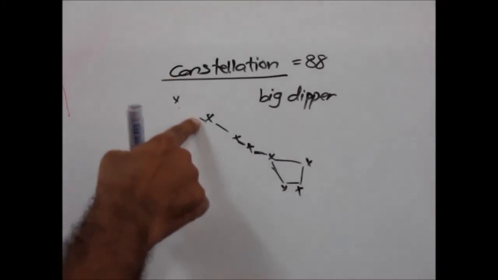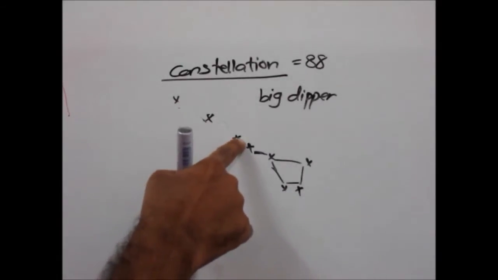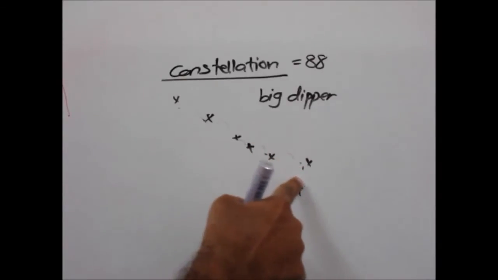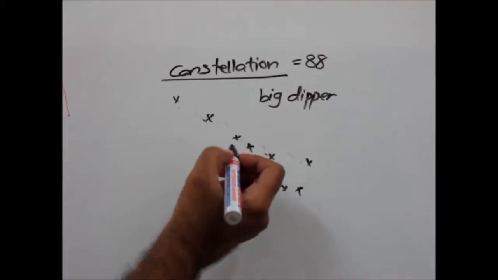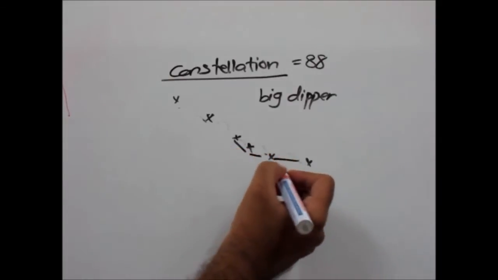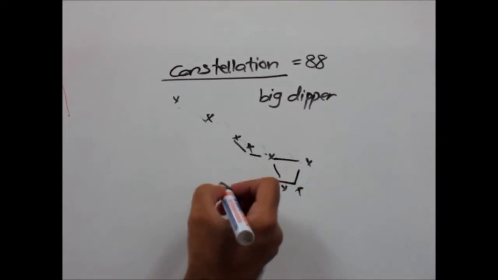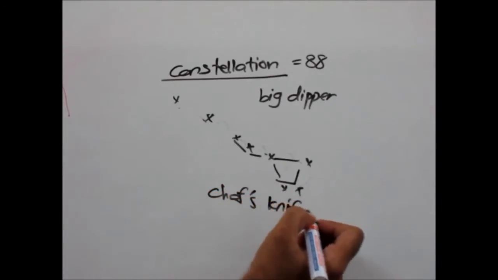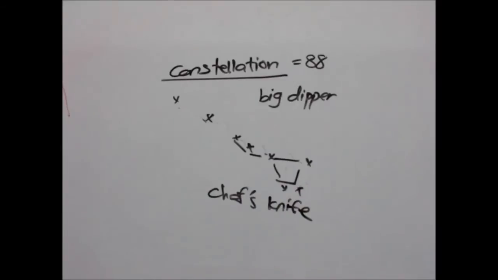However, if I were to change this, and I look at the stars and I say, no, I don't want to call it the Big Dipper, I want to call it the chef's knife. It's up to me, right? And if I ask someone, can you show me where the chef's knife is, they would say, no, it doesn't make sense, there's no such thing. But as far as I'm concerned, there is.